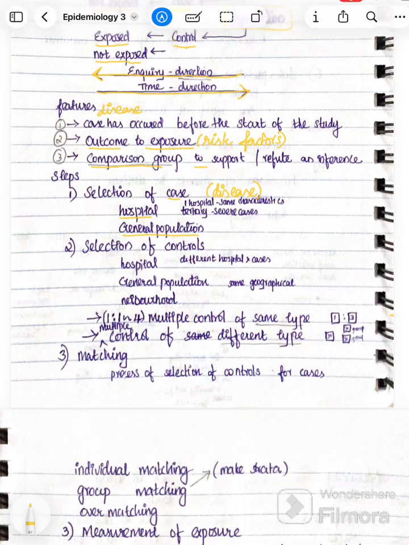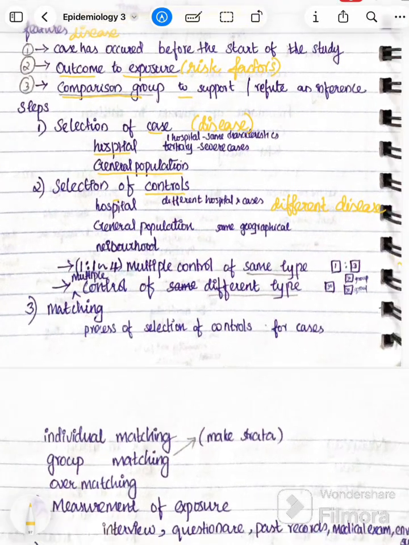Then comes selection of controls, those who do not have the disease. If we are taking cases from the hospital, we can take controls also from the hospital. These can be of a different disease, or controls can be from the general population without any disease. They should be of the same geographical area, can be the neighborhood also. For one case, there should be a minimum of one control or up to 4 controls.